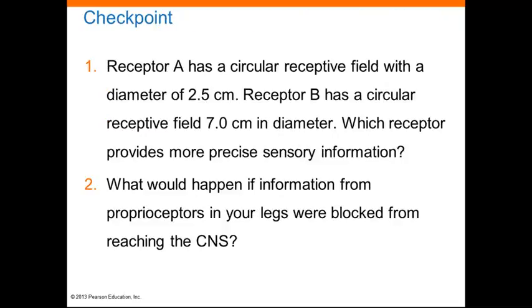So this brings us to our first checkpoint. So I have a couple of questions for you. You can pause the recording before you move on to the next section to answer these questions.